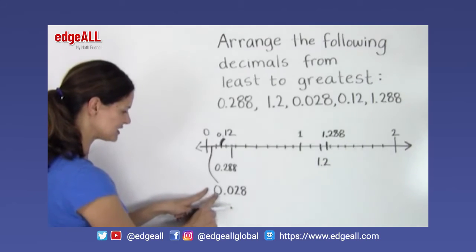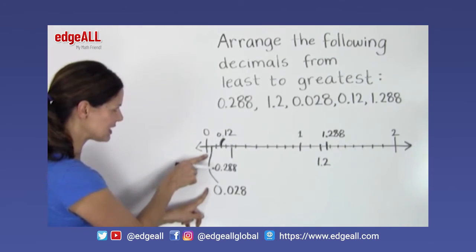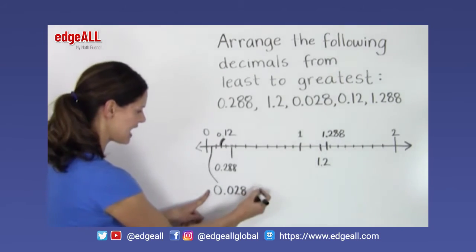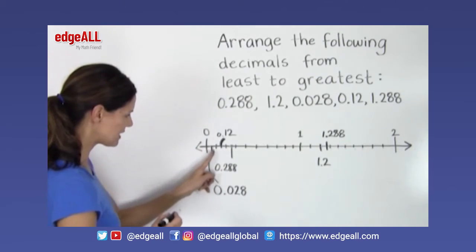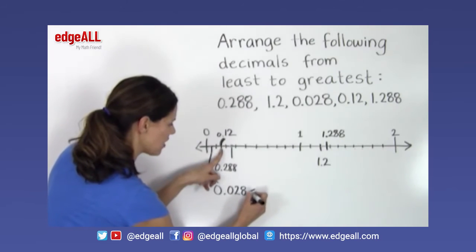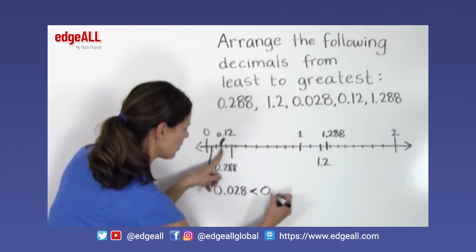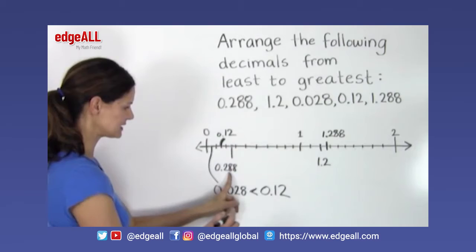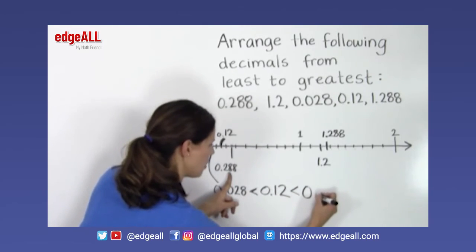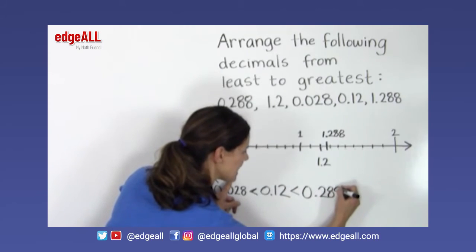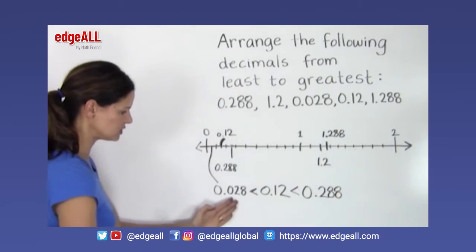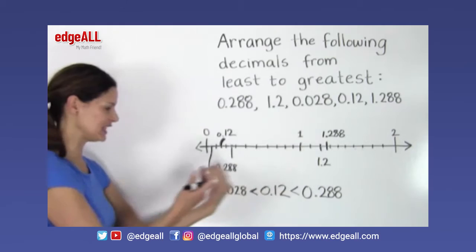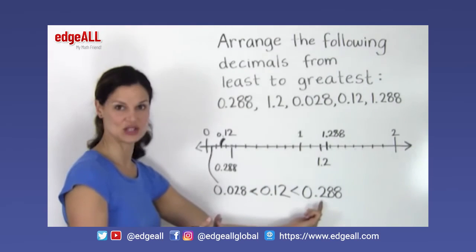Let's start right here. Our smallest number in our set is 0.028. As I move to the right, the next one I marked off was this one right here, so my next number is 0.12. I'm still moving to the right, and my next number here is 0.288. So far I've got 0.028 is less than, because it's to the left of, 0.12, which is to the left of, or less than, 0.288.